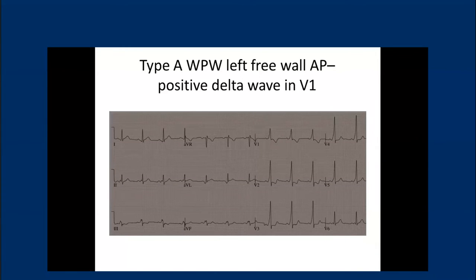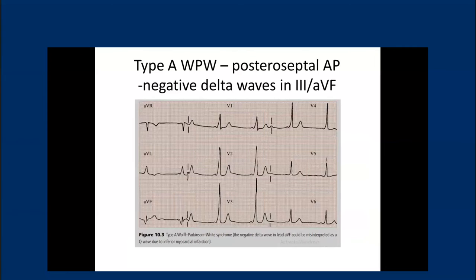And the delta waves, based on their location, can manifest differently on the ECG. As you can see here, there is a slurring of the initial portion of the QRS complex, and there is shortening of the PR interval as well. And the delta waves, usually if they appear positive on V1, they are left-sided, and if they are negative on V1, they are right-sided.